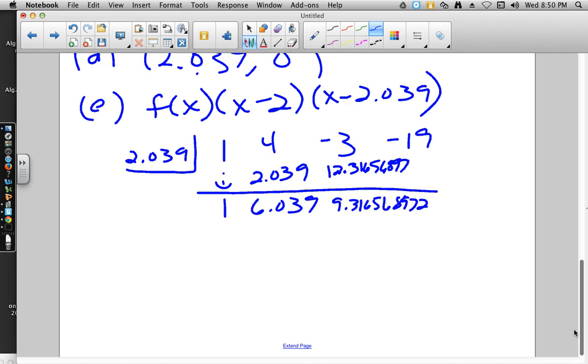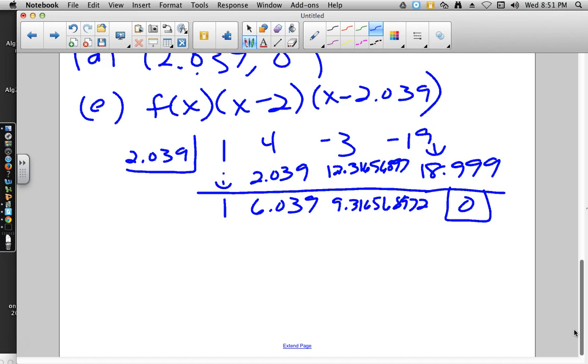9.316568972. Multiply that by 2.039, 18.999. Oops, that looks like 19. Grab it. Which, of course, we should see as, wait a minute, that's super close to 19. So we said that was a zero. We know it's supposed to work.